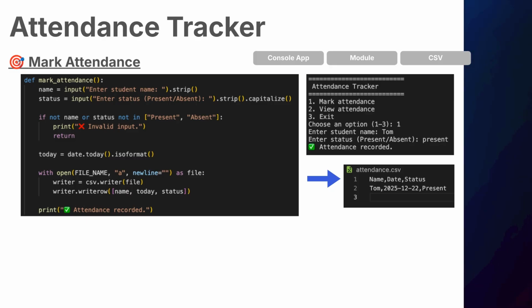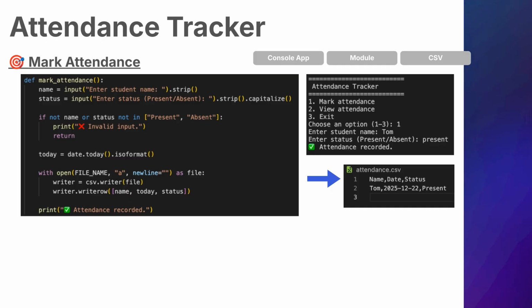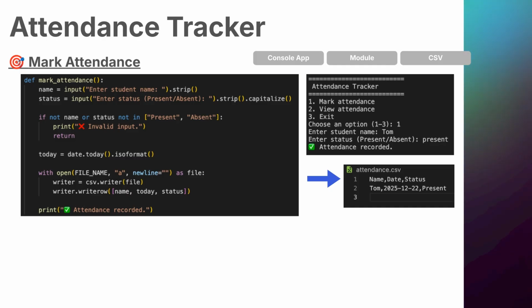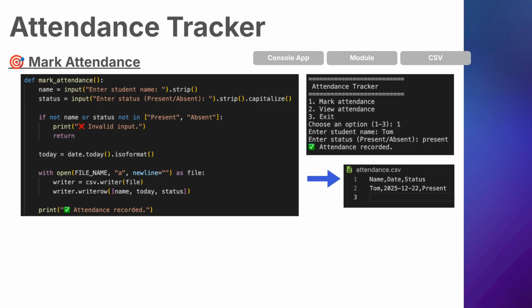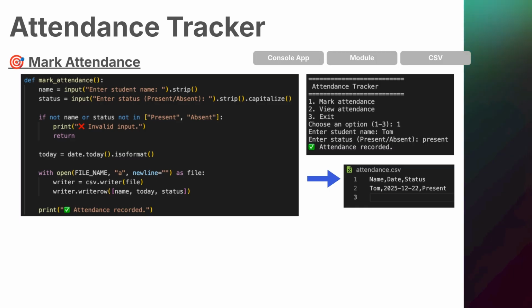Before saving anything, the function performs a simple but important check. If the name is empty or the status is not either present or absent, the program stops right there and informs the user that the input is invalid. This prevents incorrect or messy data from being written to the file.